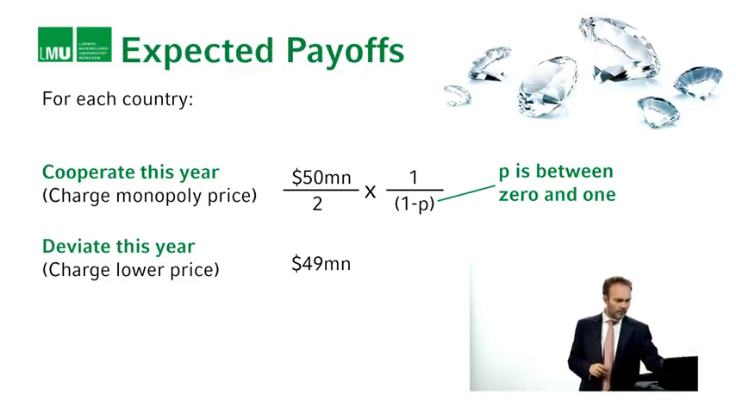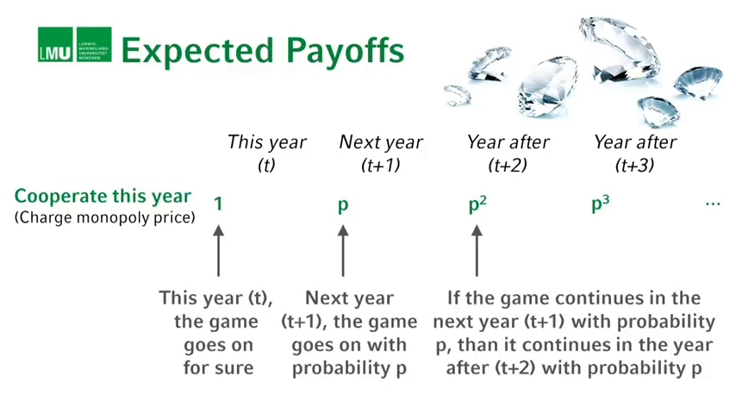But what interested you is how we get to this 1 divided by 1 minus p value. That basically refers to the fact that we have to multiply in each period the payoff we get in the period with the likelihood that we're actually going to get to that period, right? So in the first period, we know that the game exists. So we make 1 times 50 million divided by 2. Then in the next period, there's only a likelihood of p that this is going to go on, right? So we're going to have p times 50 million divided by 2, p times half the monopoly profits.